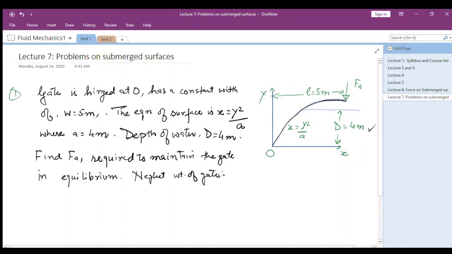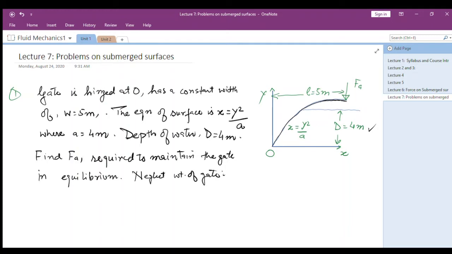So it's a simple problem, something like this: you have a curved surface, and then you have water on the bottom side. Now the pressure and the forces from this water would try to tip it in this way. So what force Fa should be applied at this end so that it won't tip? That's what we want to find.